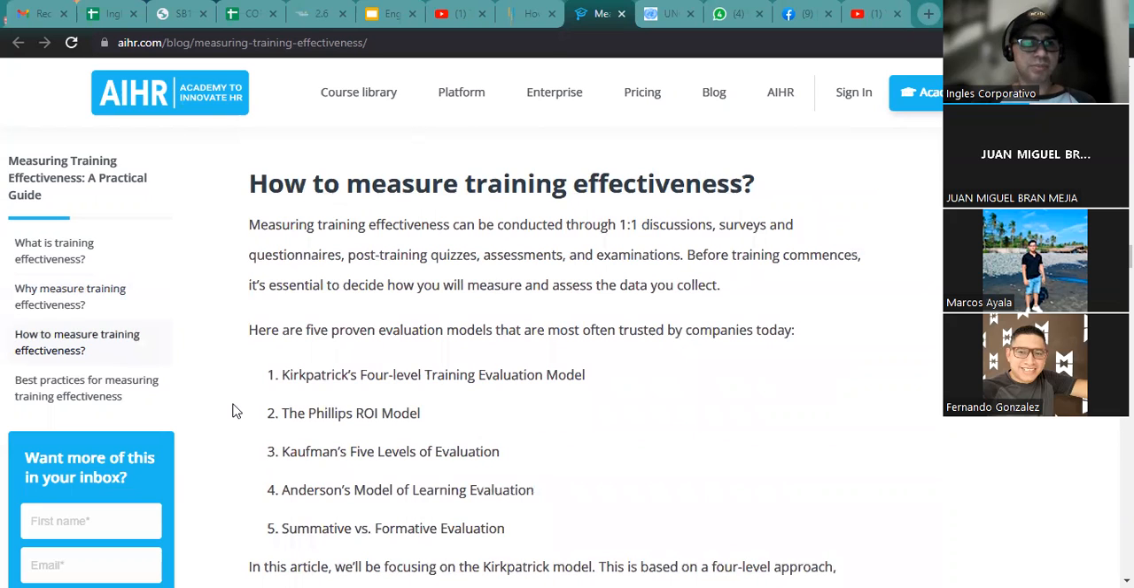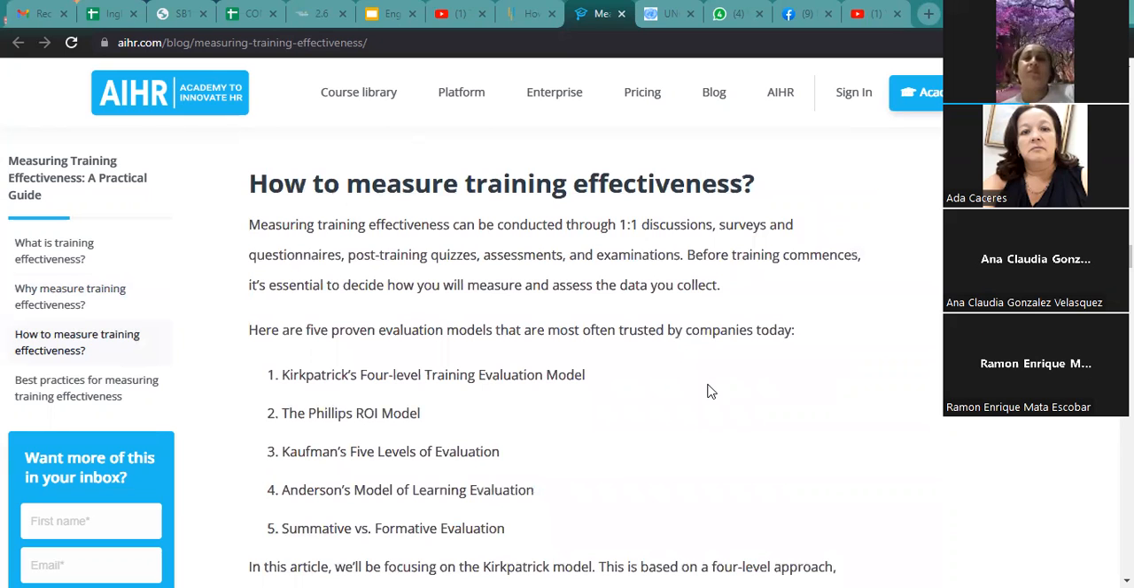Let's see, the other part is going to be for, let's see, Yvonne. Okay, how to measure training effectiveness? Measuring training effectiveness can be conducted through one-to-one discussion, surveys and questionnaires, post-training quizzes, assessment and examinations. Before training commences, it's essential to decide how you will measure and assess the data you collect. Here are five proven evaluation models that are most often trusted by companies today.